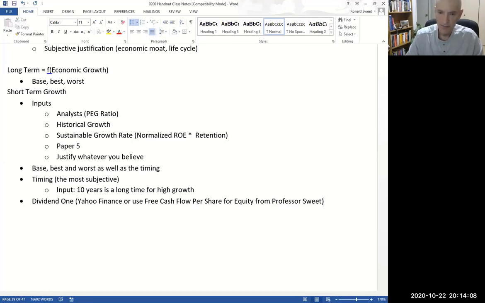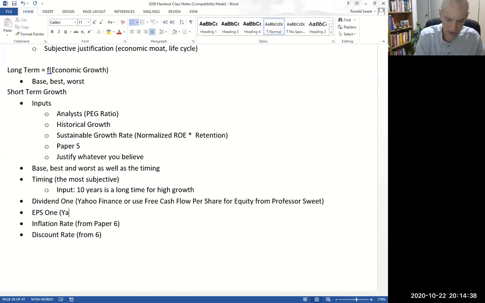So you've got to get the dividend. You need an inflation rate, but you get that from paper 6. So you already did inflation rate in paper 6, so you've already got that. You need your discount rate. That comes from paper 6 as well, so you've already got that. And I forgot to put this in here: you also need earnings per share 1. So these are all the inputs you need. This you get from Yahoo Finance, or you normalize it.